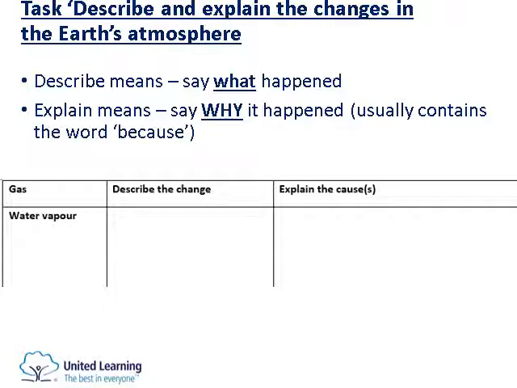So describe, you say what happens in terms of a trend. Explain, you say why it happened. So what I'd like you to do is complete the table. I'd like you to talk about the levels of carbon dioxide, oxygen, and nitrogen as well, please. So pause it for as long as you need to.